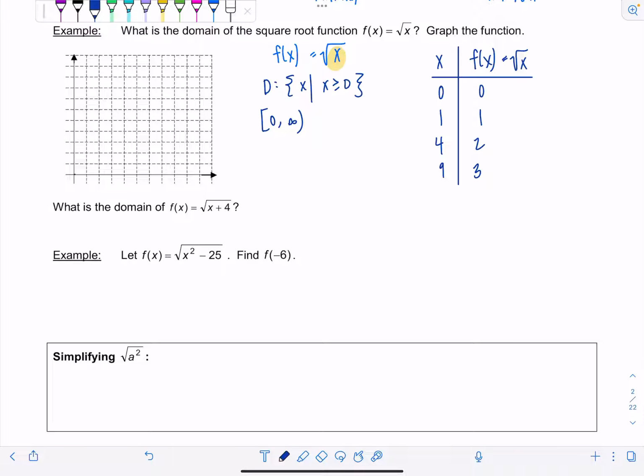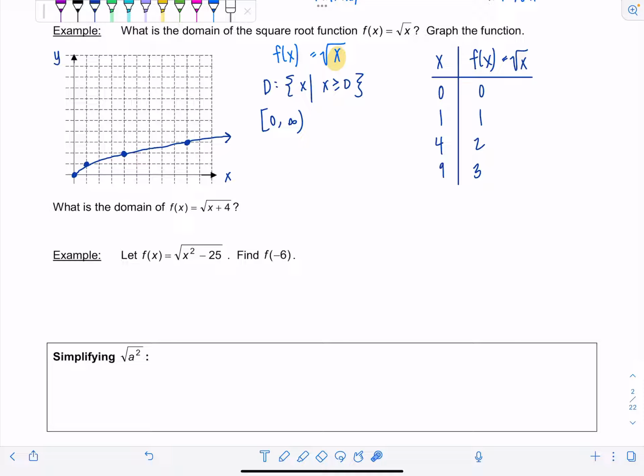Okay, so we've got 0, 0. Here's my x-axis. Here's my y-axis. 1, 1. 4, 2. 5, 6, 7, 8, 9, 3. Like this. Ooh, lovely. Only put the arrow on one side, please. This is just a nice closed circle. Stop. Because remember, the domain, the graph doesn't exist over here. Domain is 0 to infinity.